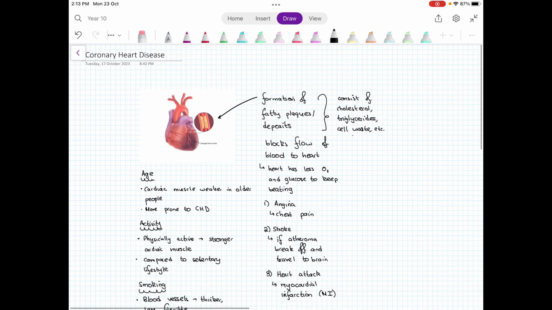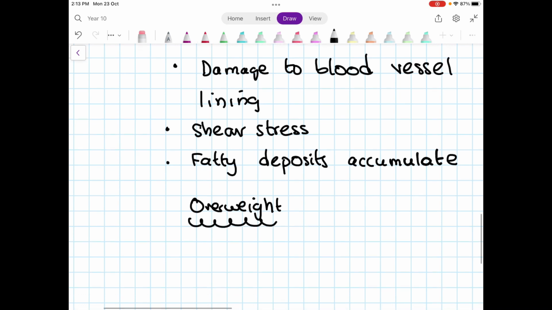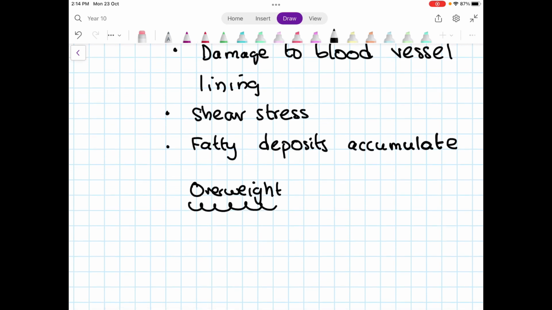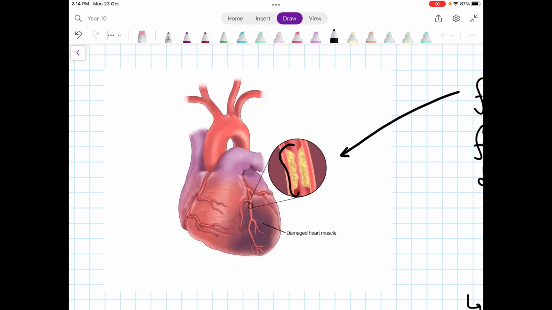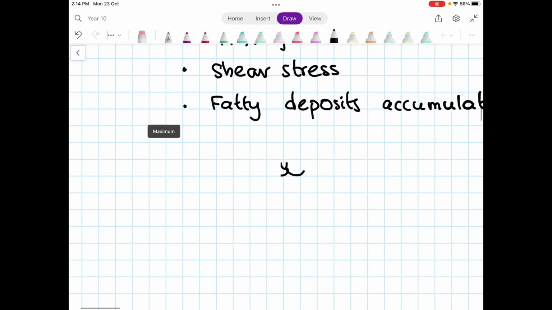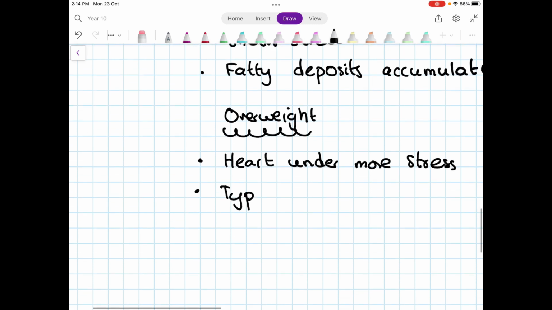So the last factor we're going to take a look at is being overweight. And typically a person who is overweight has a greater concentration of substances like trans fat or saturated fats in their diet, and what this can do is lead to the formation of atheroma. Also, being overweight puts more stress onto the heart. So the heart is under more stress, and there's typically more trans fat or saturated fat in their diet.